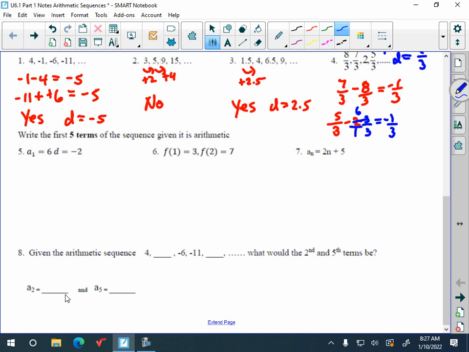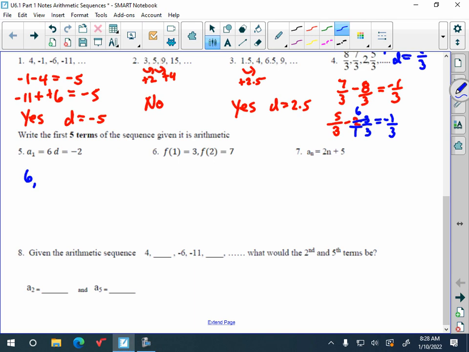All right, so now what we want to do is, it says write the first 5 terms of the sequence. Okay, and it's telling us it's arithmetic. So that means that we have to be adding or subtracting the same number to get from one term to the next. So they give us a1 equals 6 and d equals negative 2. So that means that our first term of the sequence is 6, because that's what a1 means. So we're going to start with 6. Then they give us the d value. They're telling us to subtract 2 each time.